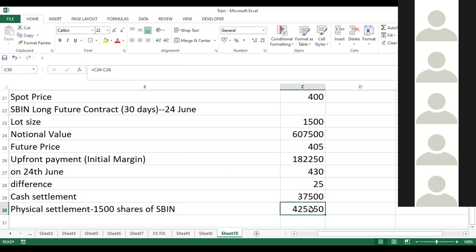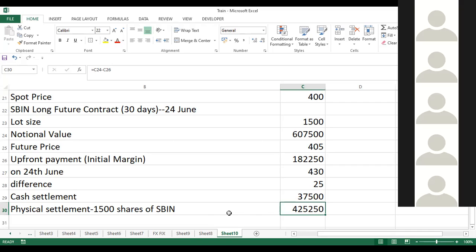So on the day of settlement, that is 24th June, if you don't close your position and you don't keep enough money either, then on one side you're telling the exchange you want physical settlement, and on the other side you don't keep enough balance in your account. That basically means you are not respecting the system. If you don't respect the system, you're going to incur penalties. The exchange will penalize you: why did you keep the position open when you did not have enough cash to take the delivery?